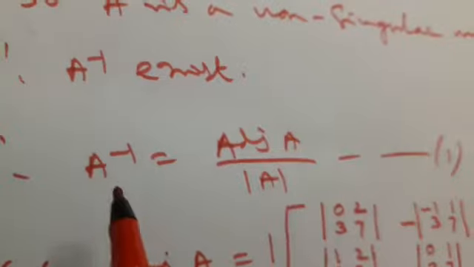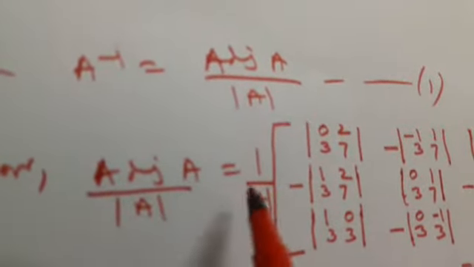Therefore A inverse, by definition, is adjoint A by determinant A. Now we calculate adjoint A by determinant A. We write it as 1 by determinant A times the adjoint of A. For the first element 0, the intersection of row and column gives the determinant of 0, 2, 3, 7. Next for the element minus 1, the remaining elements are 1, 2, 3, 7, written column-wise, with the minor taking the proper sign. This position is the second term, so it is negative.